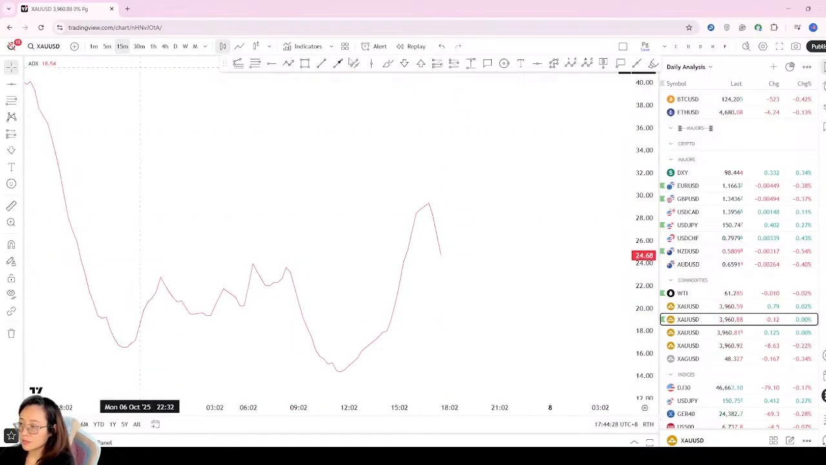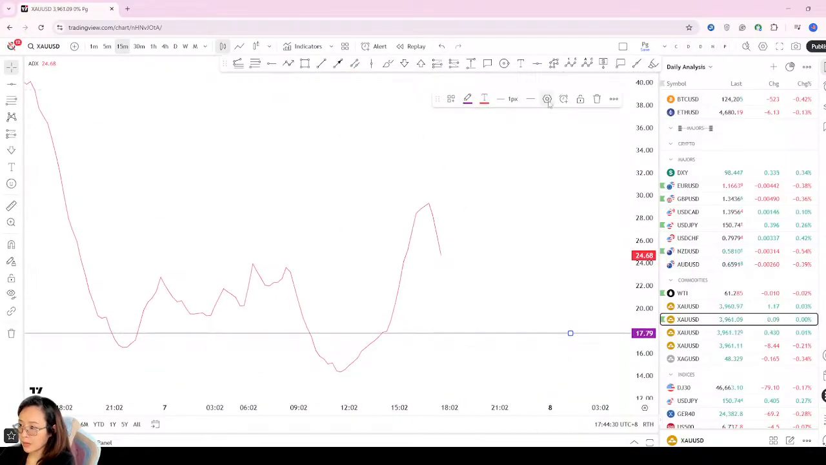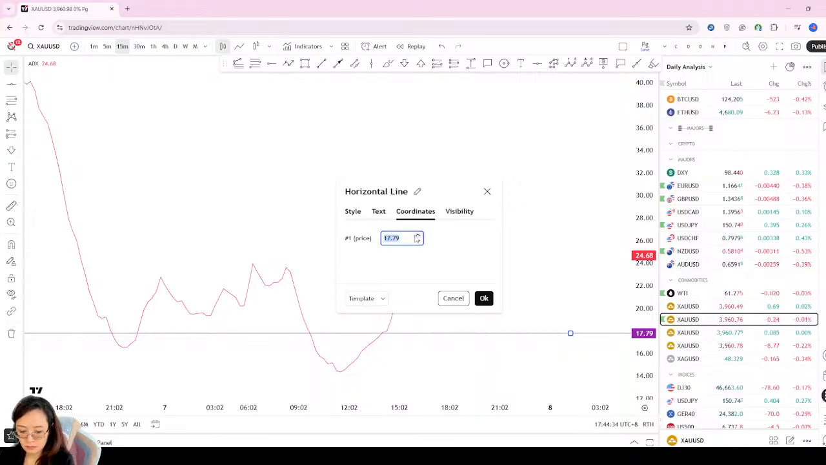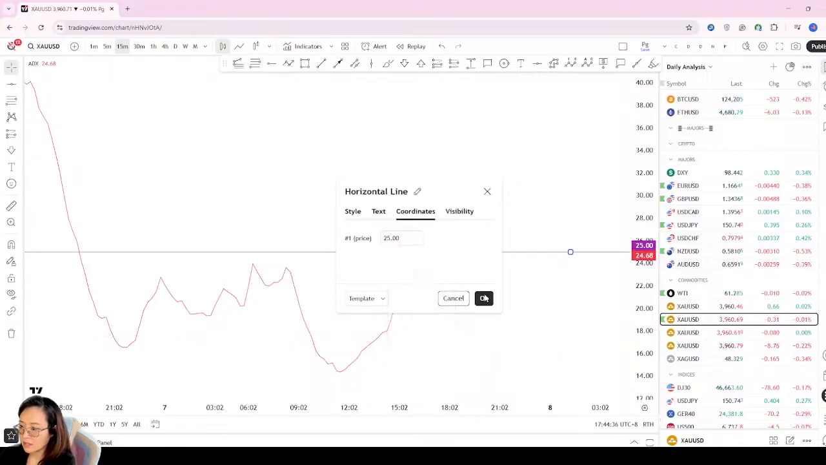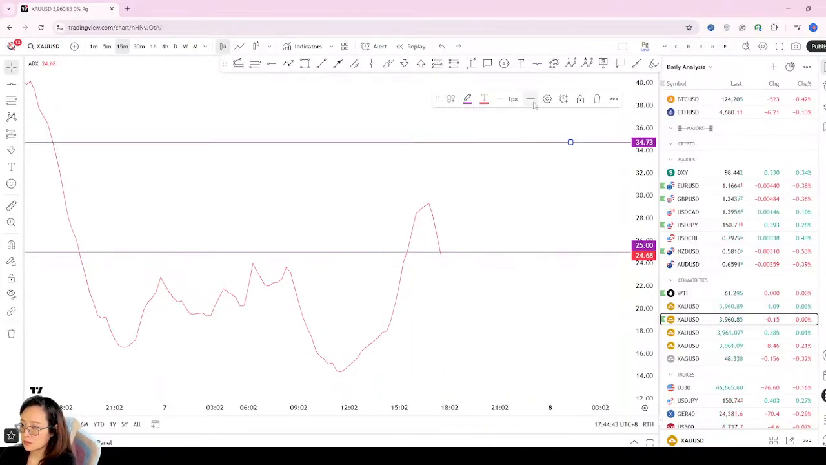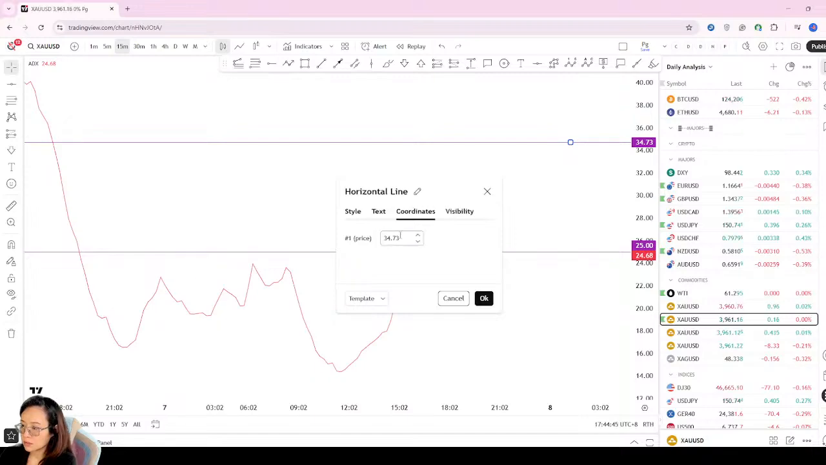From here I'm going to mark out 25. Below 25 is the ranging market. Between 25 and 50, it's a trend developing.